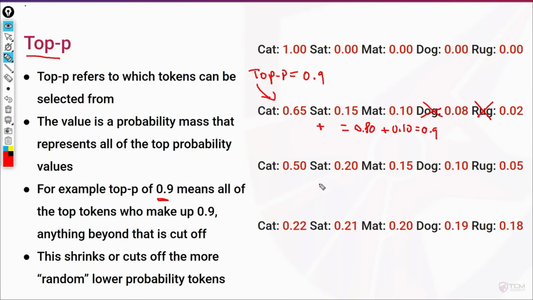And then for this one, the math would be 0.7 here, plus 0.15, so that's 0.85, plus 0.10. So it only cut out this one, assuming that top P equals 0.9. So by tweaking both the temperature and the top-P, we can actually change how the model is going to behave.